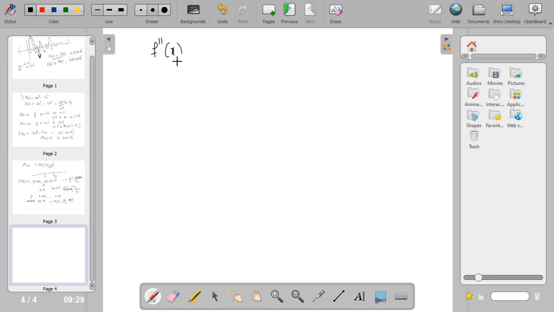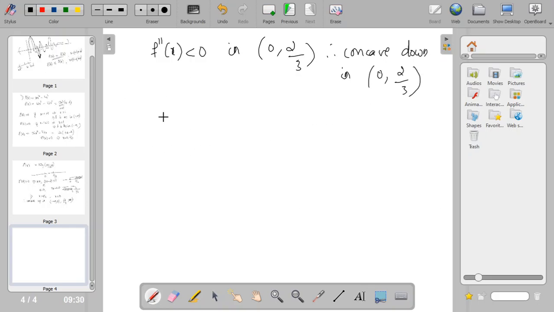സോ f double dash of x will be less than 0 in 0 to 2 by 3. So therefore it is concave down. നെഗറ്റീവ് ആവുന്ന ഇൻ്റർവൽ ആയിരിക്കും. So it will be concave down in 0 to 2 by 3. So that is the intervals of concavity, and the points of inflection are 0 and 2 by 3. And the second question was f of x equal to x e raised to x square.